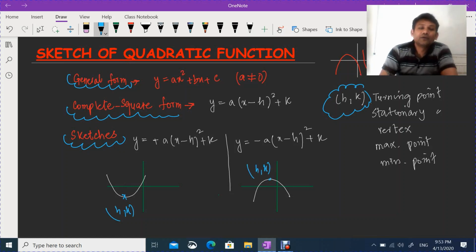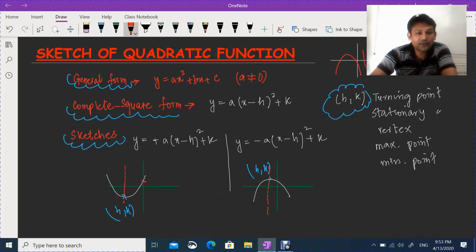One more thing, at the turning point I always draw a line of symmetry. This line of symmetry means that this distance is the same, and the same thing here. When we have this turning point, here is always a line of symmetry. So this is also very important when we draw a quadratic curve. We have a turning point and a line of symmetry. And what are the other possibilities?